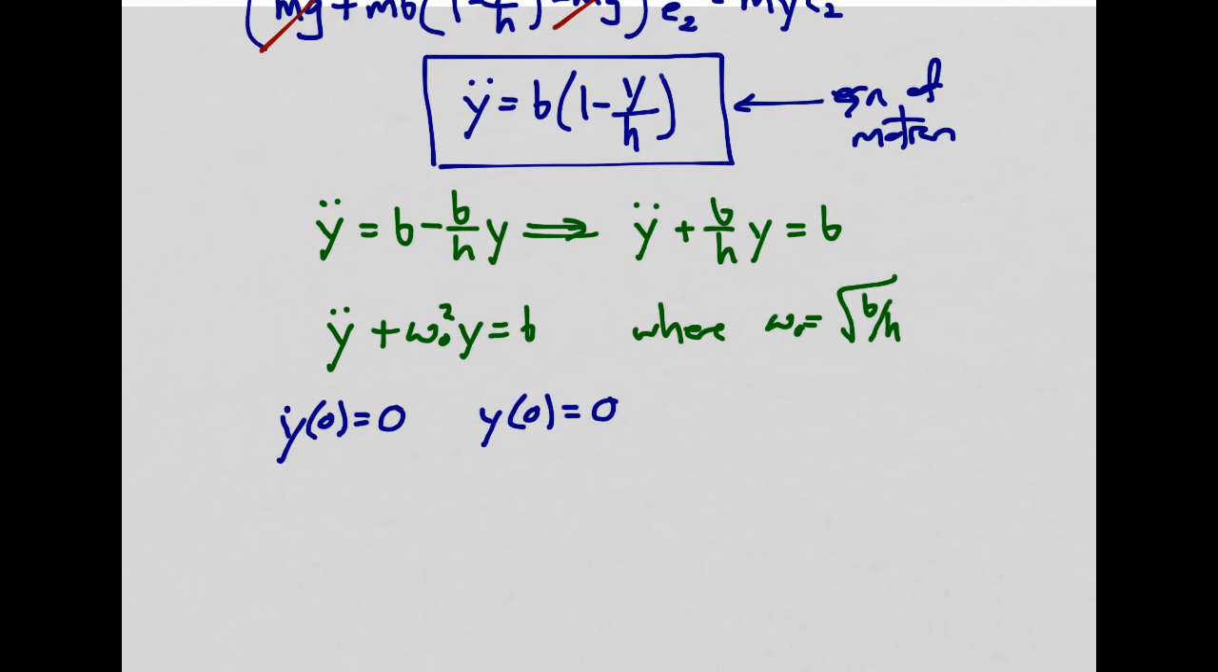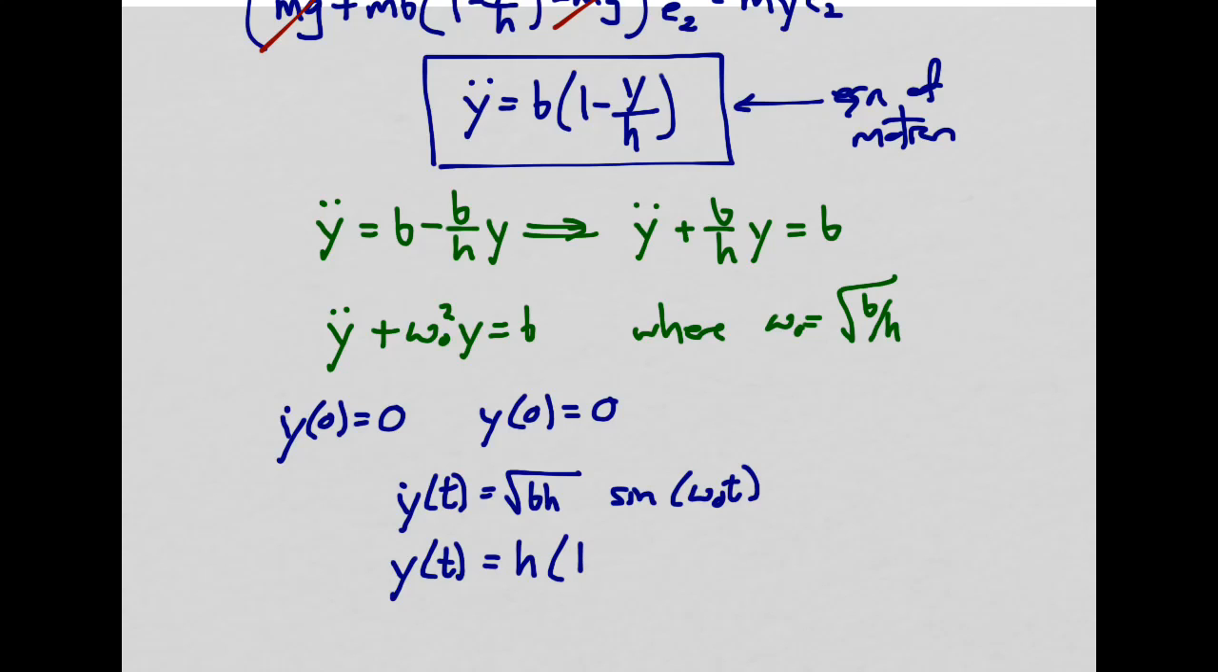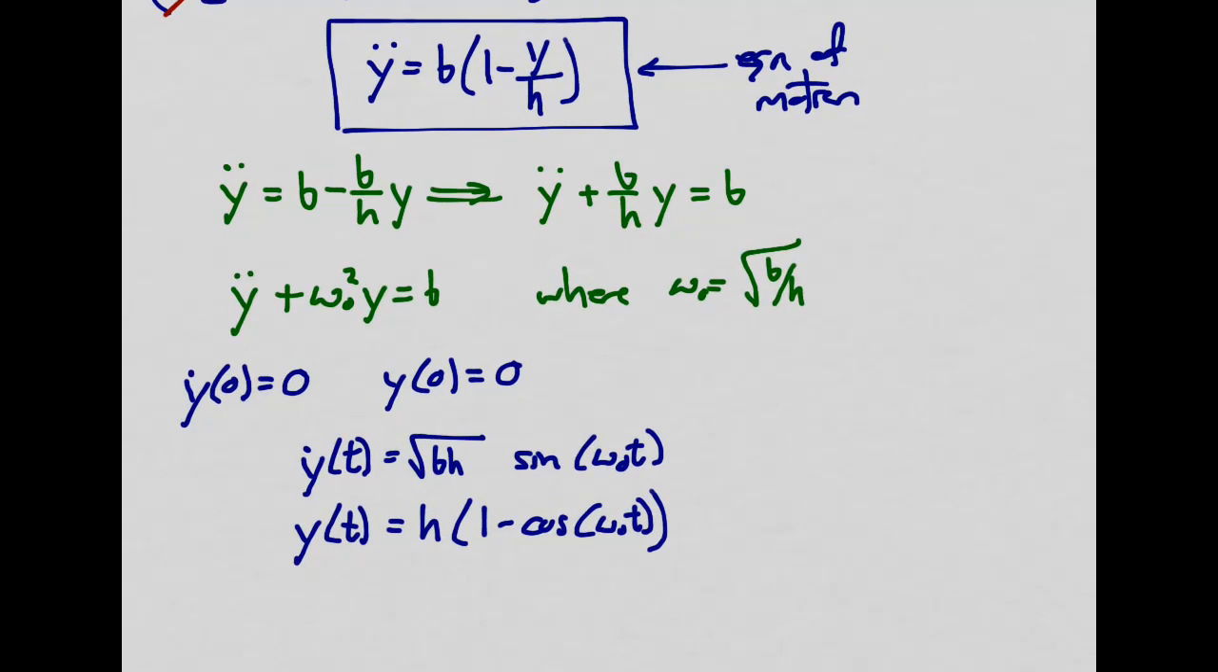And so when we solve our differential equations, then we get the form y dot at time t is equal to the square root of b times h sine omega naught t, and then we'll get the position y is equal to h multiplied times 1 minus cosine omega naught t. And then here are the solutions of our differential equation.